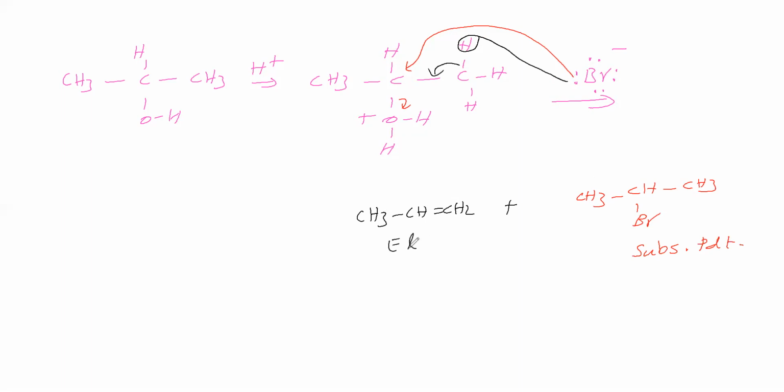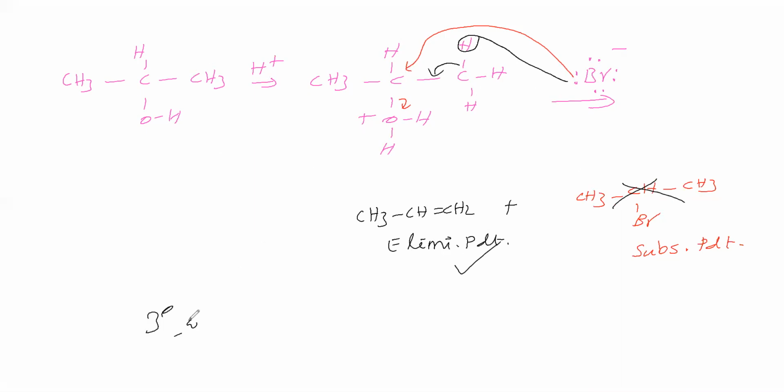We will get what? In the sense, elimination product. We are getting elimination product. So now, if Br minus is acting as a base, then we get elimination product. If Br minus is acting as a nucleophile, then we will get substitution product. For the HBr case, we are getting elimination product. We are not getting substitution product if we take secondary alcohol.